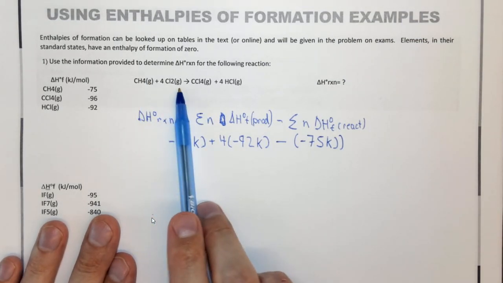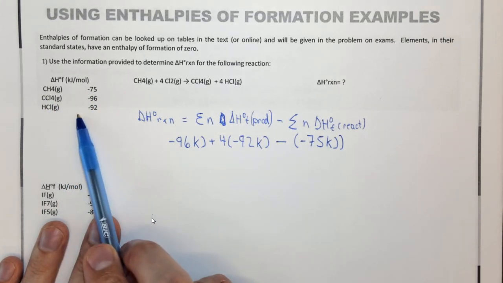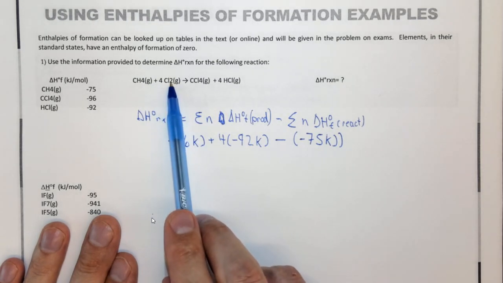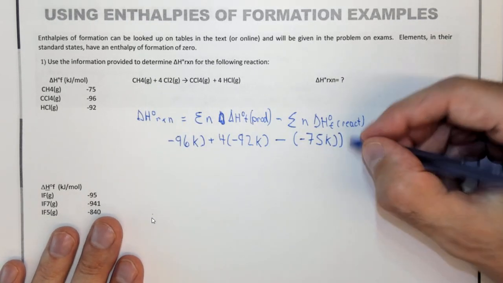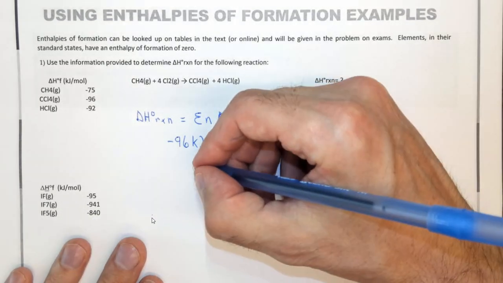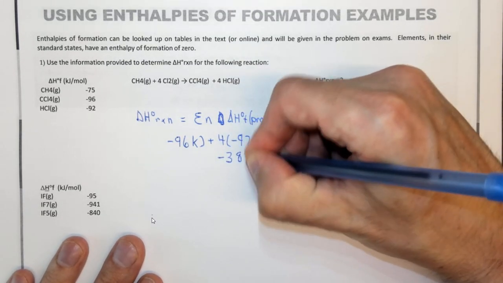For Cl2, you'll notice that it's not given on this enthalpy of formation table. And the reason for that is it is itself an element. So its enthalpy of formation is 0. If you want, you can put plus 4 times 0, or you can just leave it blank. When you do all this math, you find that this is minus 389 kilojoules.